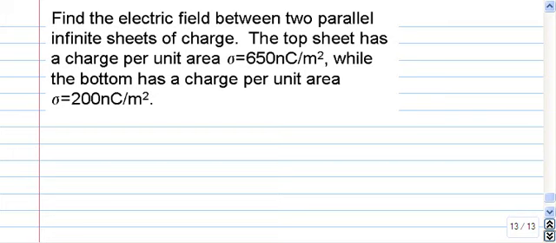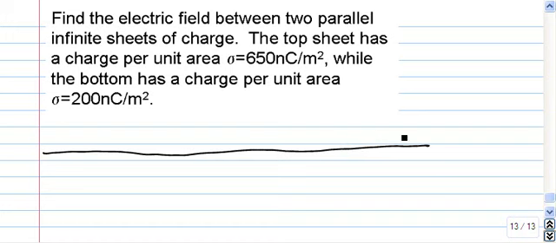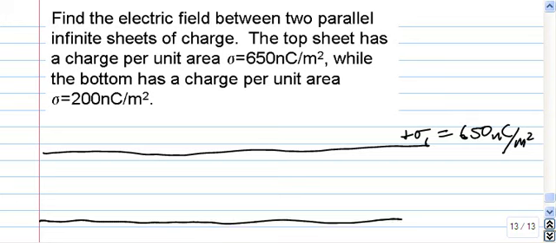Okay, now this problem is actually a little bit more straightforward than some of the others. We're asked to find the electric field between two parallel infinite sheets of charge. So you can draw two very long sheets of charge. And the top one has a particular charge density, 650 nanocoulombs per square meter. The bottom one also has a charge density that's positive.